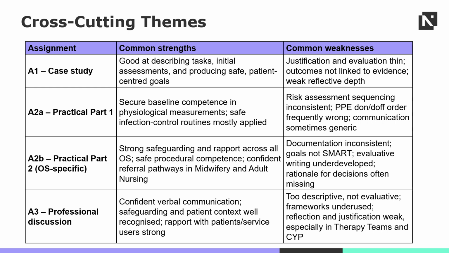Finally, in assignment 3, the professional discussion, communication was strong and safeguarding awareness clear. But across all OS, candidates were too descriptive and rarely evaluative, with weak reflection and limited reference to professional frameworks. So the consistent message is learners are safe and communicative, but they must develop justification, evaluation and reflection if we want to see more green performance instead of amber.